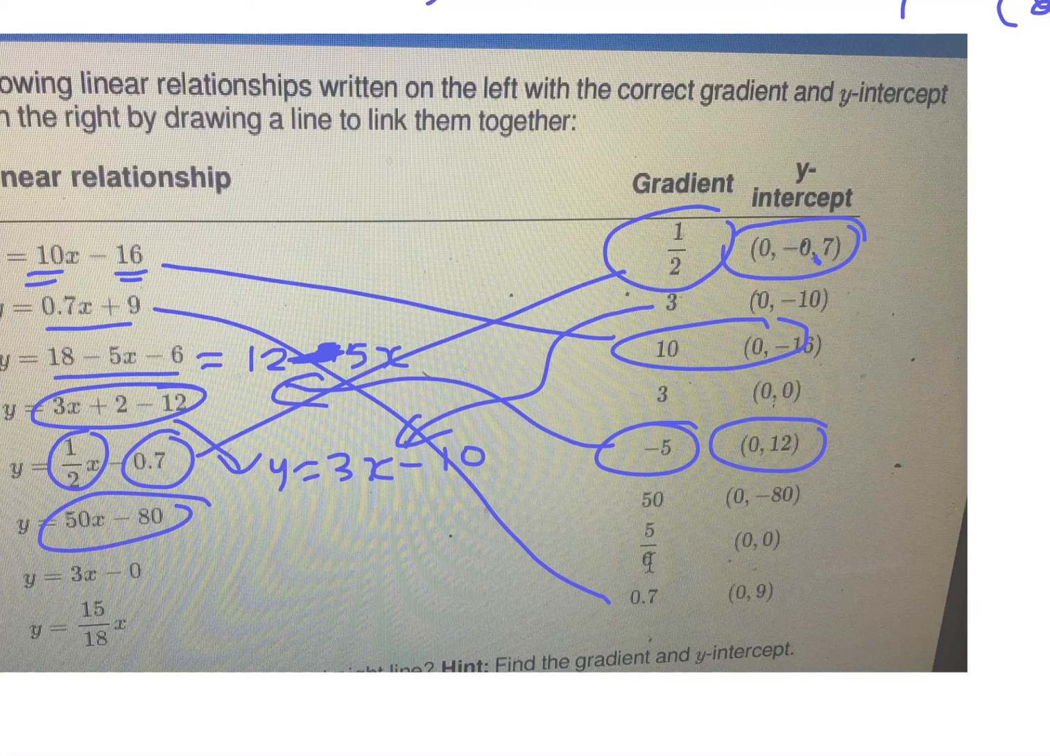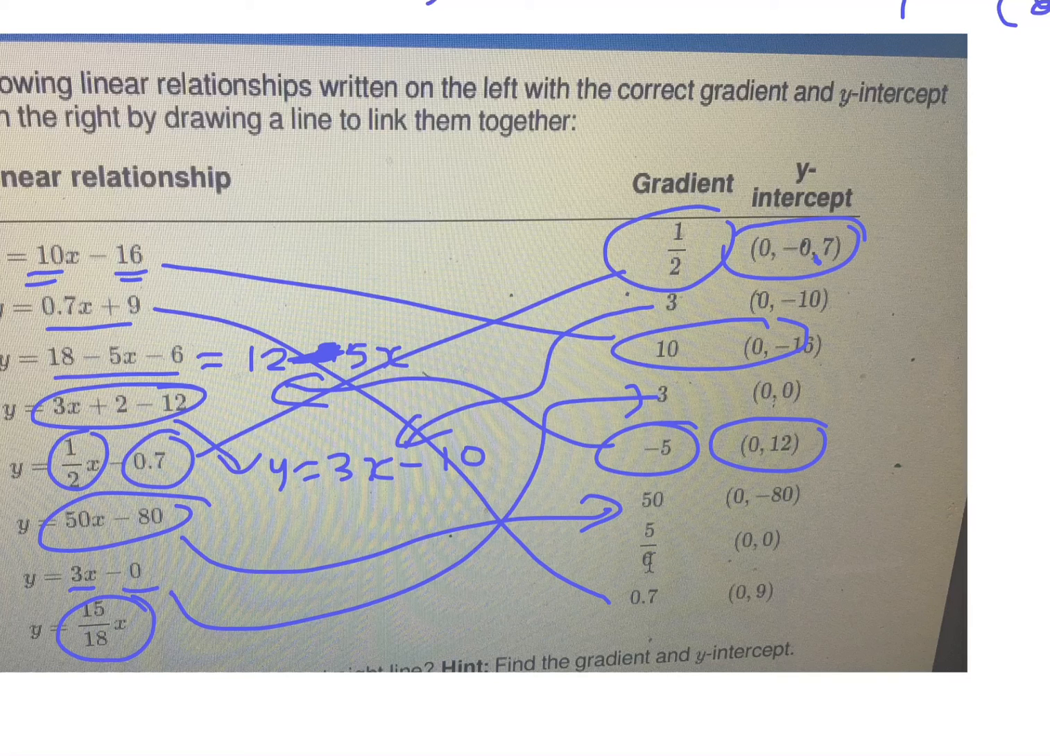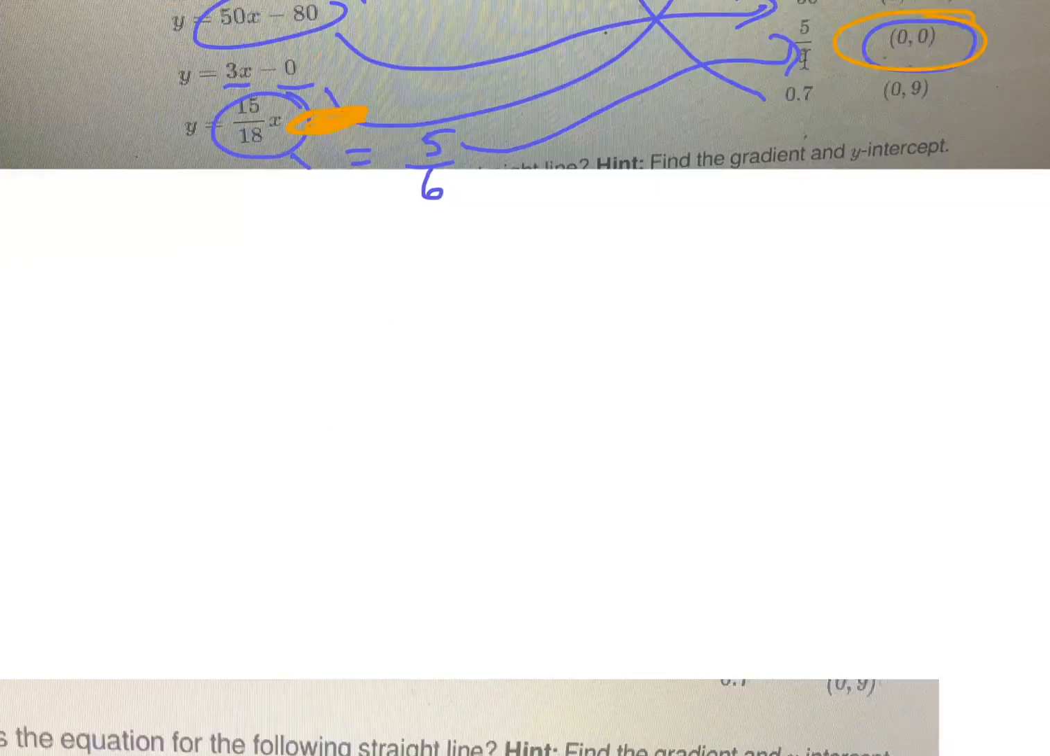This one here, a gradient of 50, y-intercept of minus 80. Gradient of 3, y-intercept of 0. So where would that be? That's that one. And gradient of 15 on 18. 15 on 18 actually simplifies, so that's 5 on 6. So that would be that. And the y-intercept is 0, because there's nothing there. That's why the y-intercept would be 0.